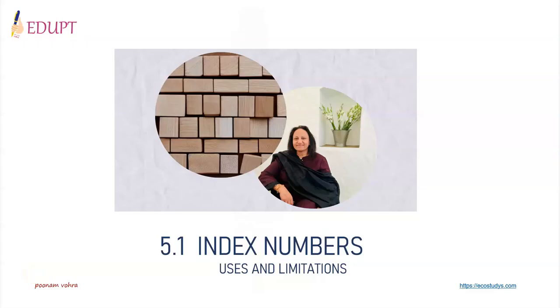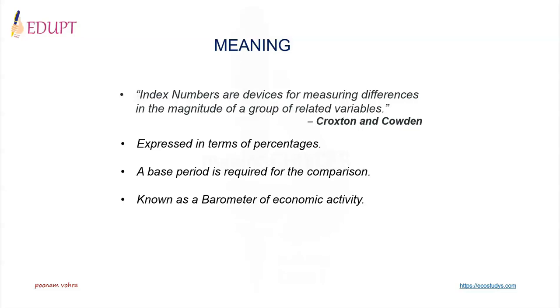In this last unit of statistics titled Index Numbers, we shall begin with the meaning, uses and limitations of index numbers. So let's begin with its meaning first. Let us begin index numbers with its meaning. Index numbers are the devices for measuring differences in the magnitude of a group of related variables. This definition is given by Croxton and Cowden.